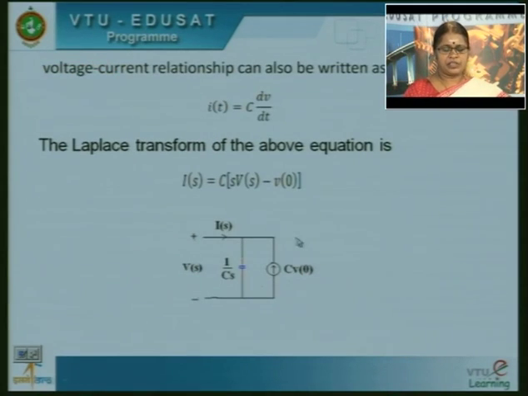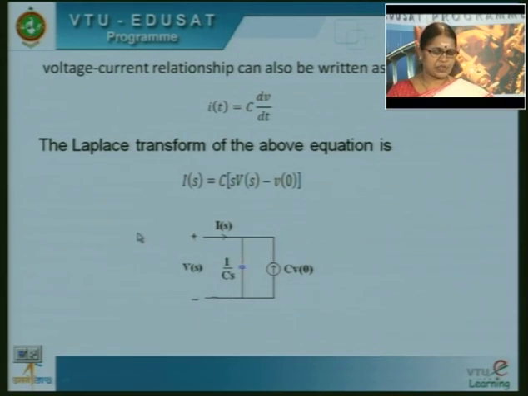Same thing holds good here. Again, if you assume the initial voltage to be 0, there is no current source, or the value of this current source is 0. In that case, the circuit reduces to a simple network having a supply voltage V of S, current flowing through this network as I of S, and the value of this impedance as 1 by Cs. So, inductor L in time domain translates to impedance Ls in frequency domain. Similarly, capacitor of value C farad in time domain translates to impedance of value 1 by Cs in frequency domain.